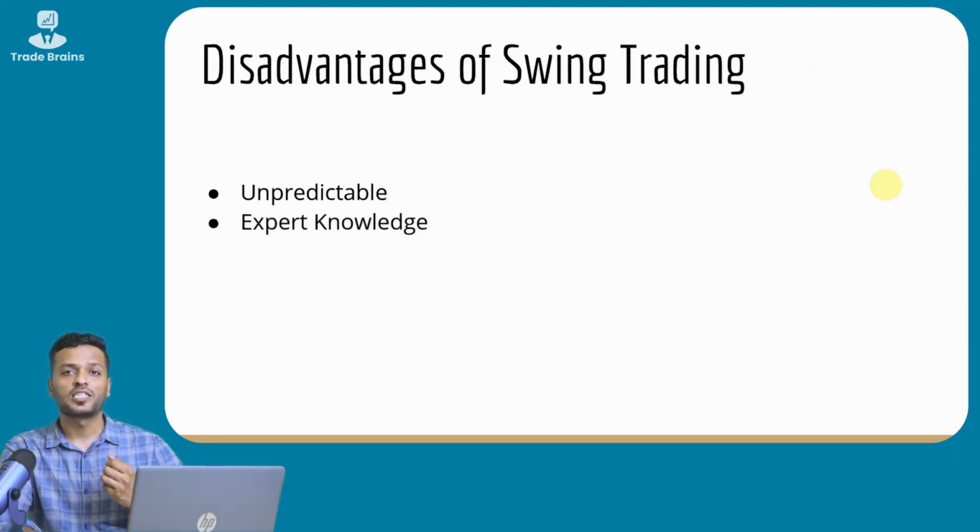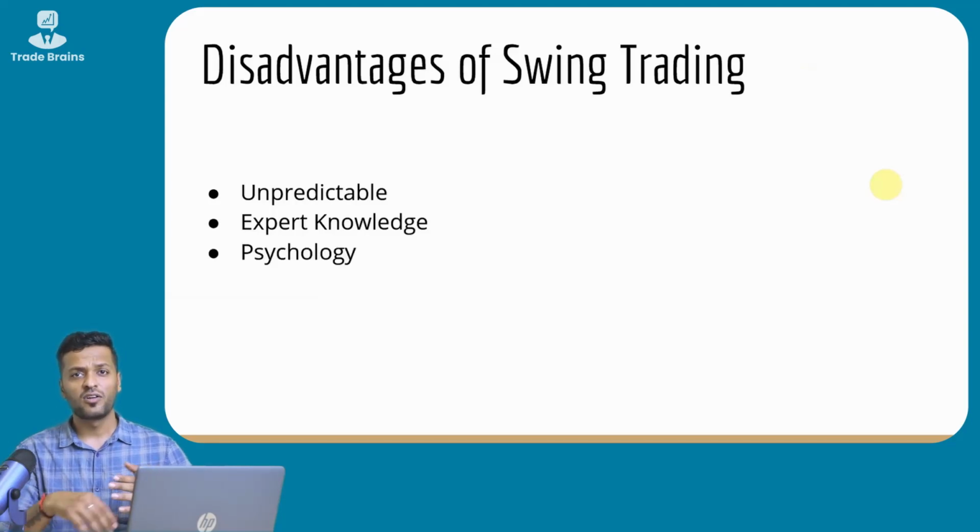You need to be a slightly expertise. Why? Because you need to have technical knowledge, you need to understand price movement, you need to understand the price levels, you need to understand the price action also. So all these technicalities and important knowledge is of prime importance if you want to be a good swing trader.